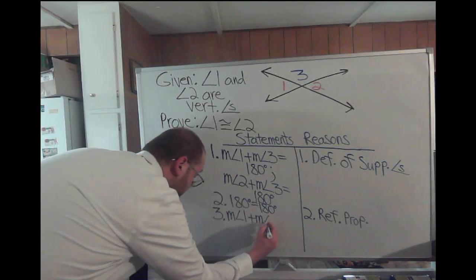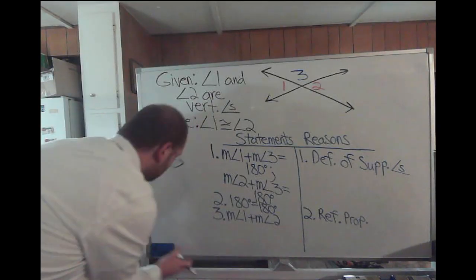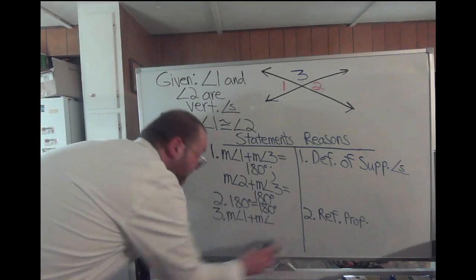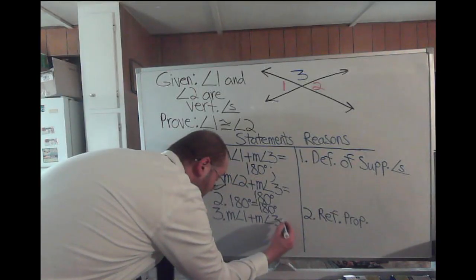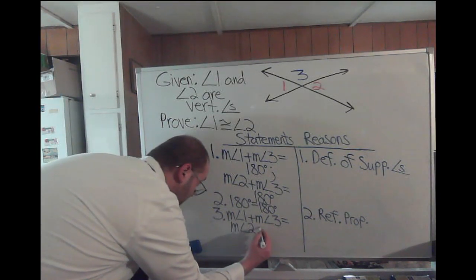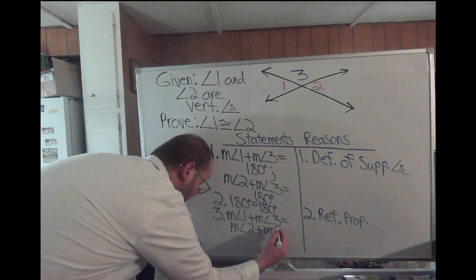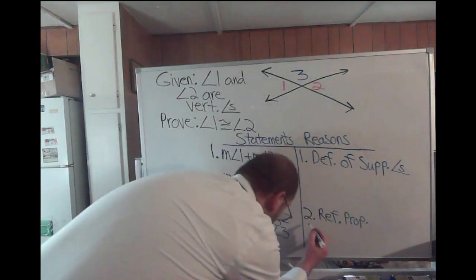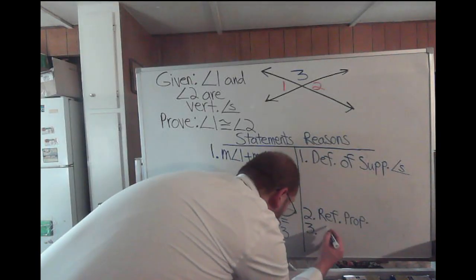So step 3 is going to allow us to substitute. Whoops, I'm sorry, I was wrong there. The measure of angle 1 plus the measure of angle 3 would be equal to the measure of angle 2 plus the measure of angle 3. We can say that by the substitution property.